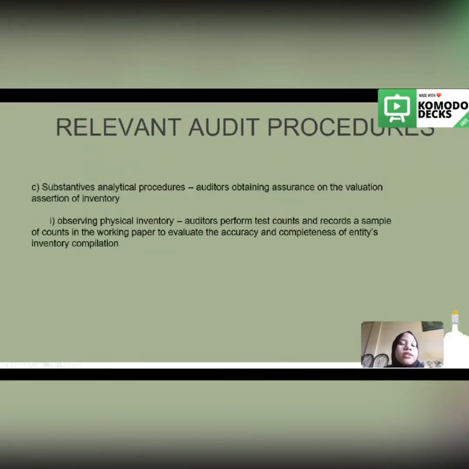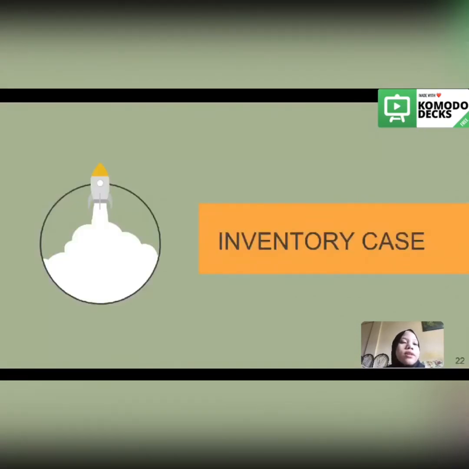Here the auditors obtain assurance on the valuation assertion of inventory. So auditors might do observation of physical inventory. The auditor performs test counts and records a sample of counts in the working paper to evaluate the accuracy and completeness of the entity's inventory compilation. So now we move to the inventory case.